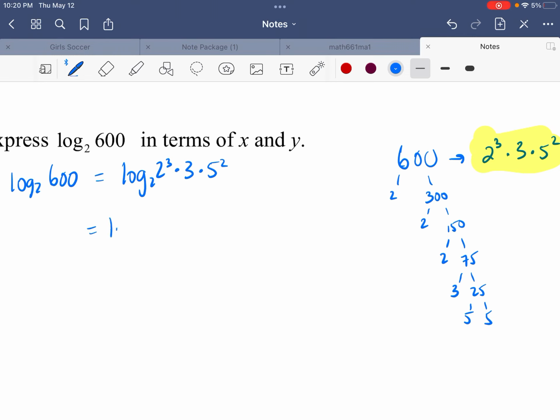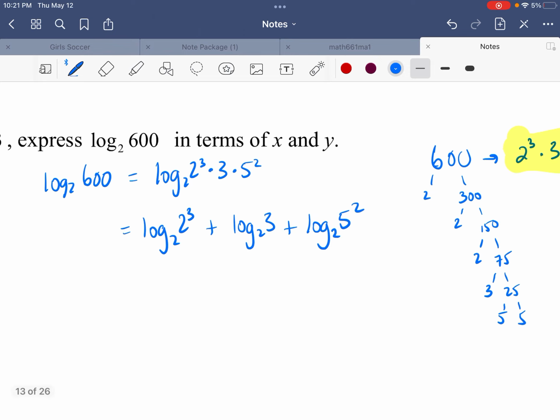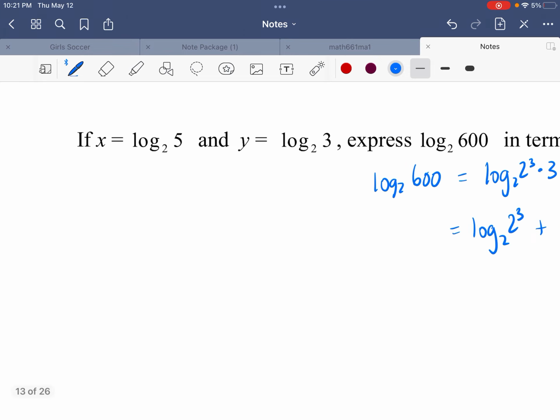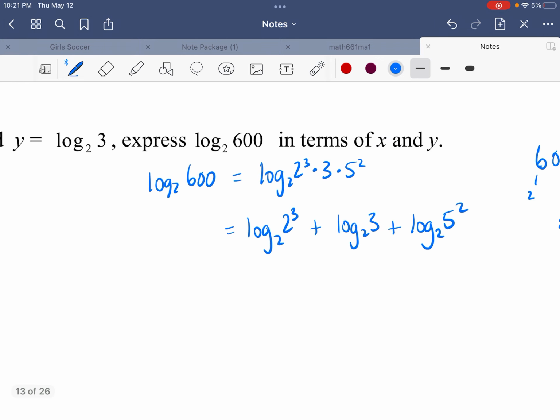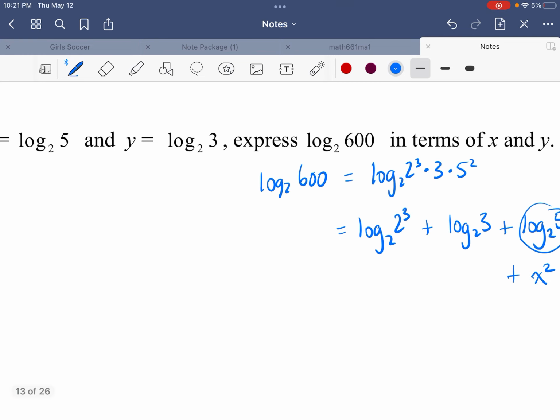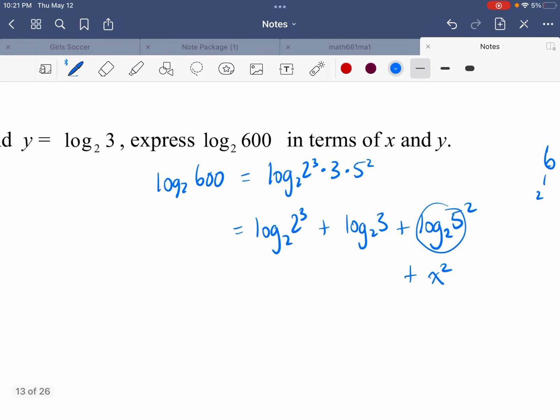So we're multiplying arguments. So we can separate this into 3 separate logarithms that are being added. Okay. Now we can do some substitution if we want. X is equal to log 2 of 5. So log 2 of 5 squared becomes x squared. Log 2 of 3 is y, so that simply just becomes y.